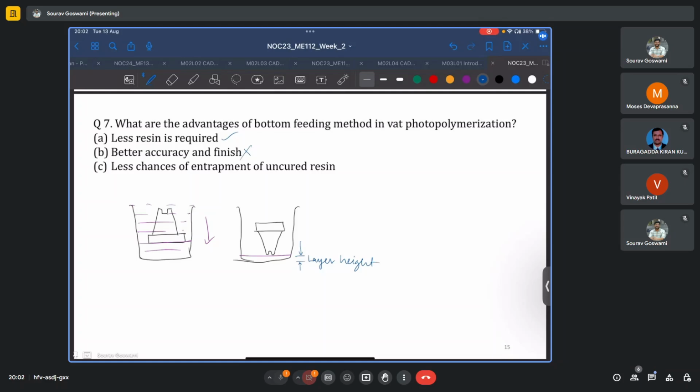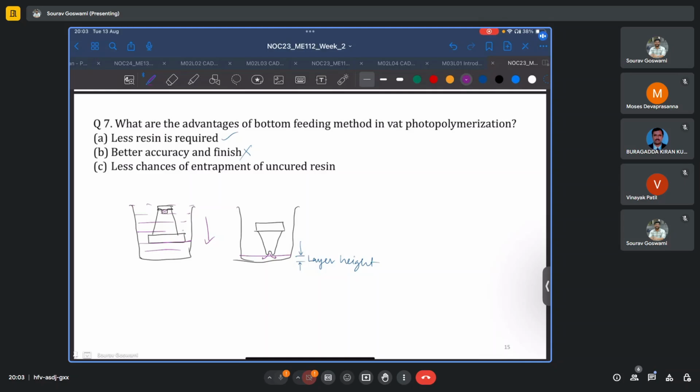Less chances of entrapment of uncured resin. This is something we already discussed. Say in this case, there is a chance that in this hollow section, the resin which is present may get trapped when the next layer is built on top of it. Whereas in the case of bottom feeding, because of the action of gravity, any resin which might have remained in this hollow section will simply move out whenever the Z stage is moved. And if resin is not desired in that region, it will not get trapped.